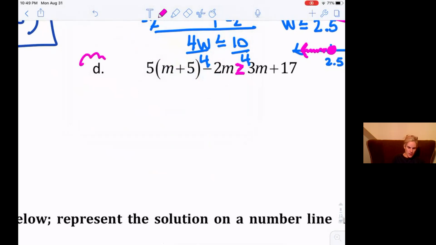So I want you to highlight this one. So just flip its direction.